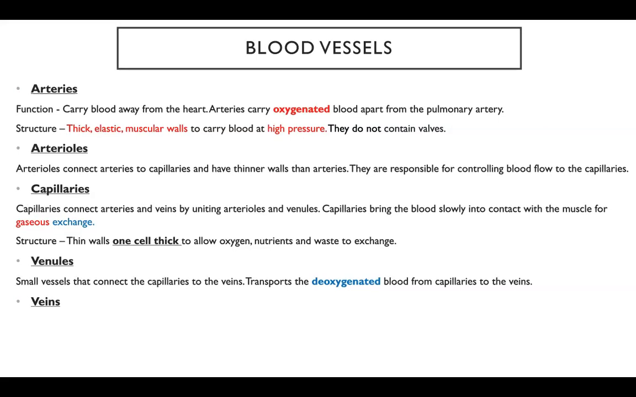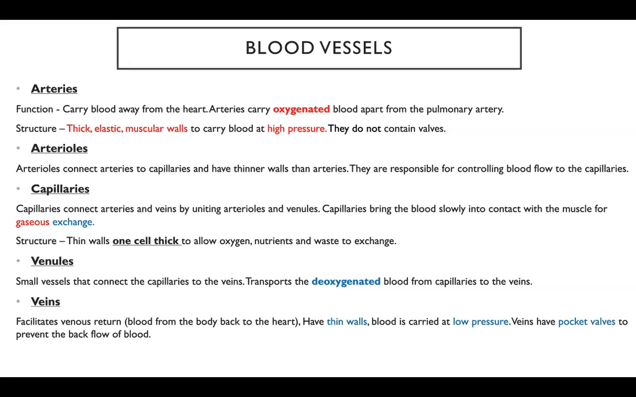Finally, a vein is the complete opposite to an artery. So this facilitates venous return, which means the blood going back to the heart, basically. So they have thin walls and blood is carried at low pressure. And veins have pocket valves to prevent the backflow of blood.